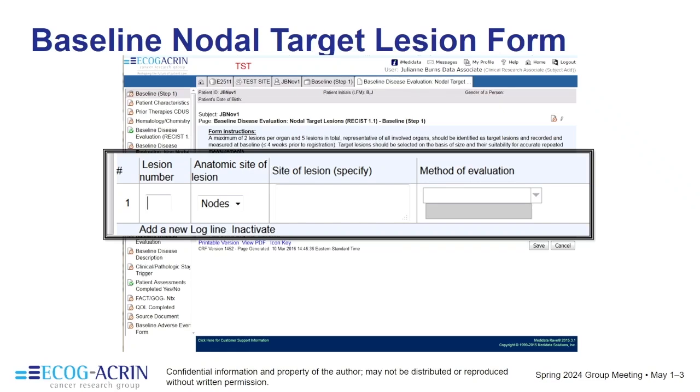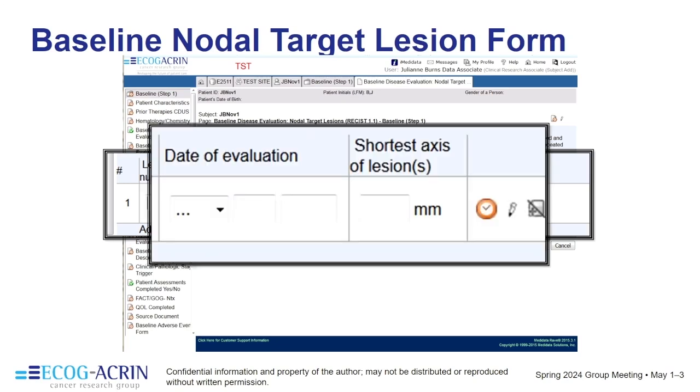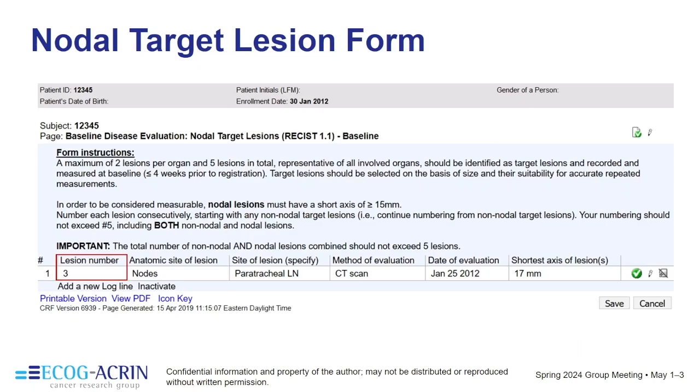So we had lung lesions 1 and 2. Our nodal target lesion is going to be lesion number 3. It's the nodal target lesion form, so the only anatomic location available on this form is nodes. And the site specified, so you can specify which lymph node, the method of evaluation, date of evaluation, and the shortest axis of the lesion. So like I said, this lesion is lesion number 3. All target lesions are numbered consecutively.